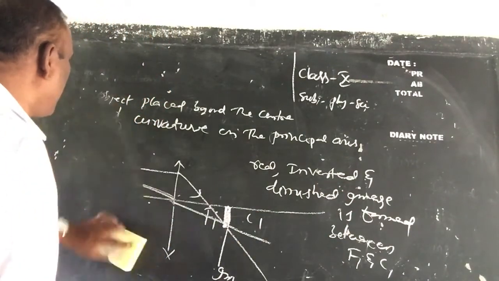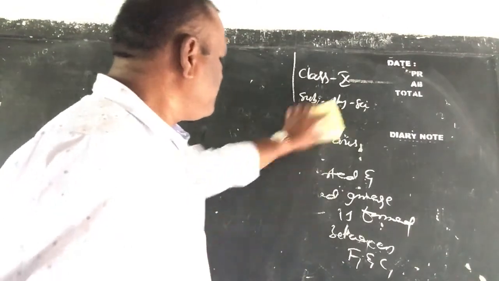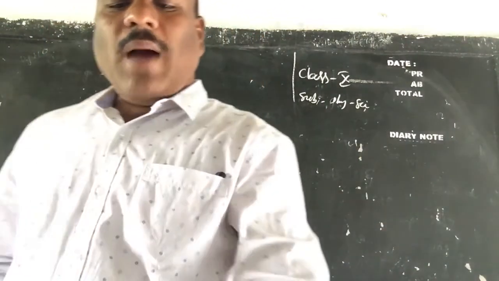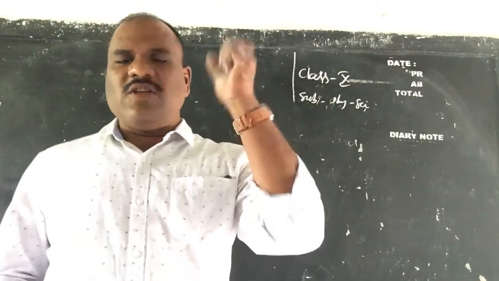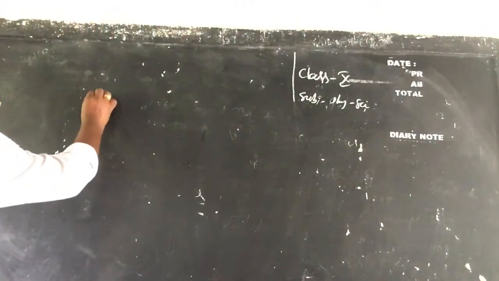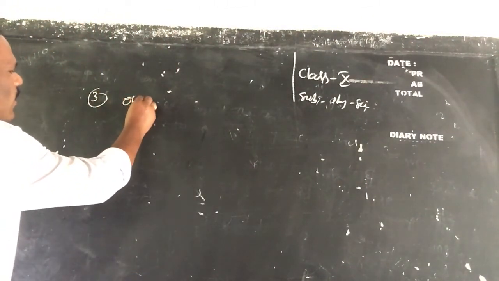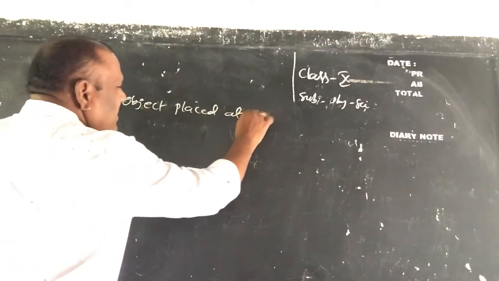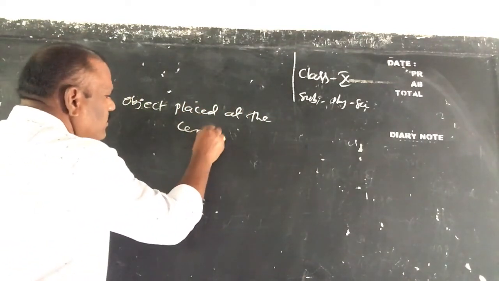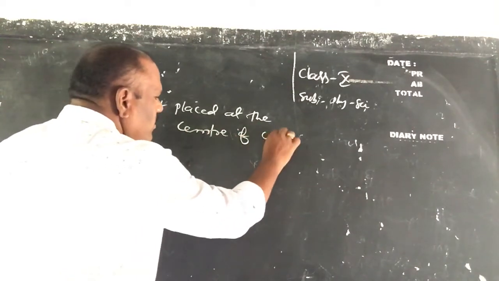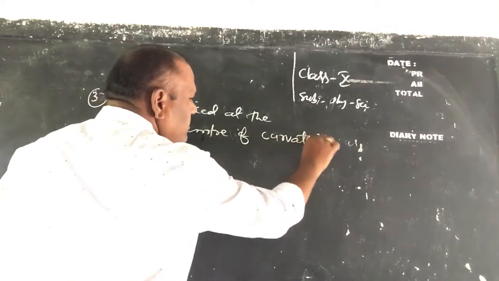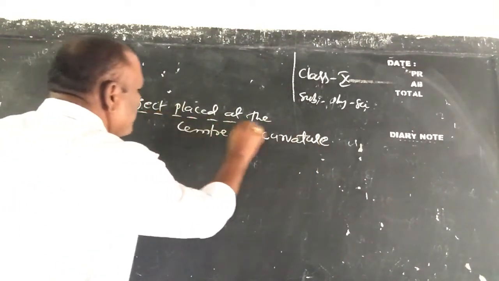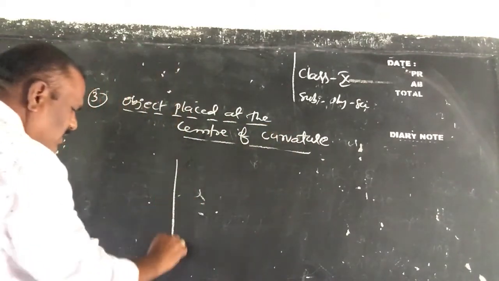And third one, children, now the third ray diagram: object placed at the center of curvature, children. Now draw the figure, children.